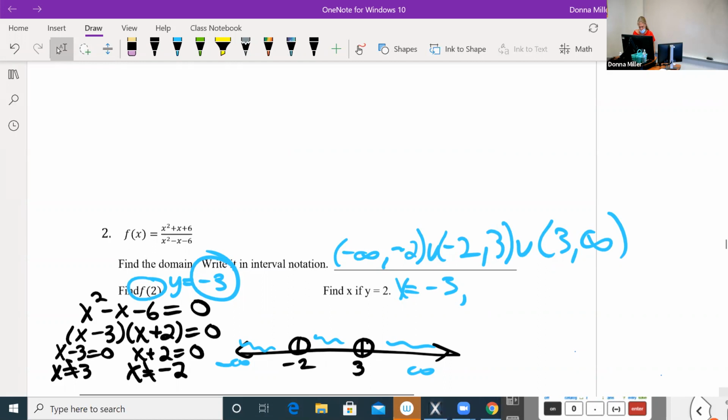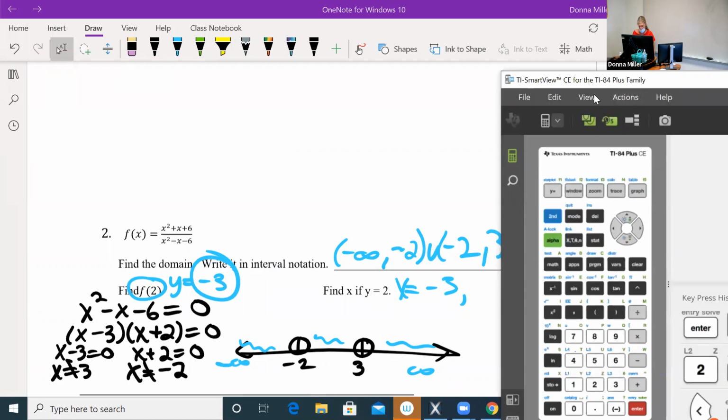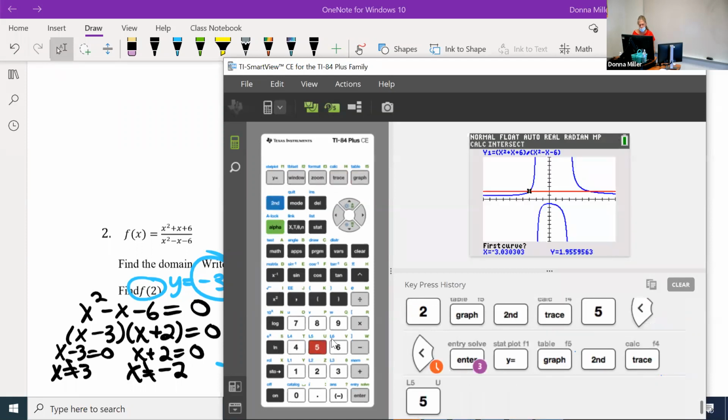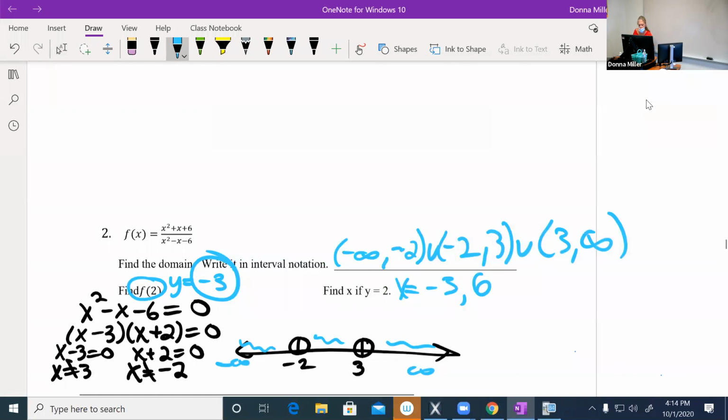Where's the calculator? There it is. What happened with my calculator? There we go. All right, we go find this guy, right? So second trace 5, intersect. I'm going to move it over so that I'm over on the right piece. Hit the arrow key. There we go. Enter, enter, enter. And I get 6. Okay, so negative 3 and 6 are the x values where y is 2. All right? So that's the goal here.